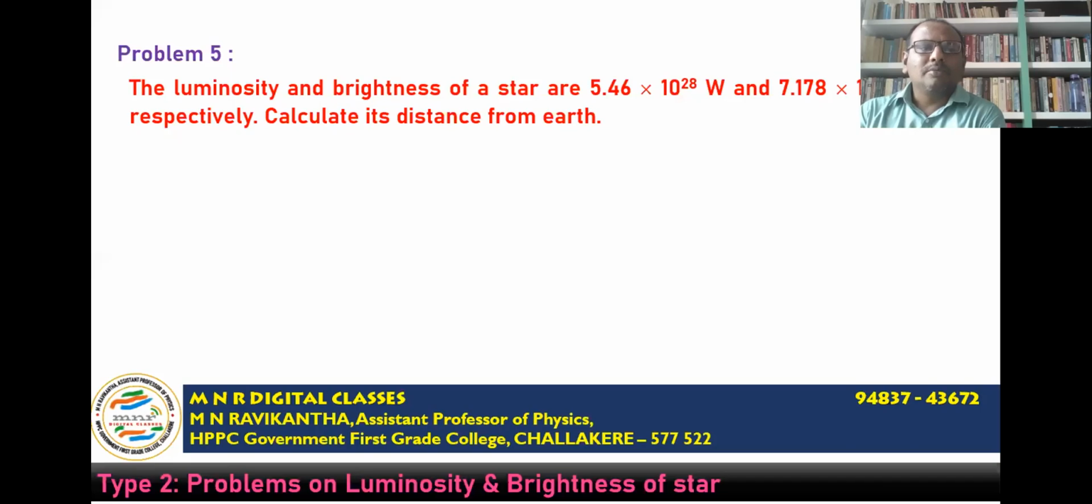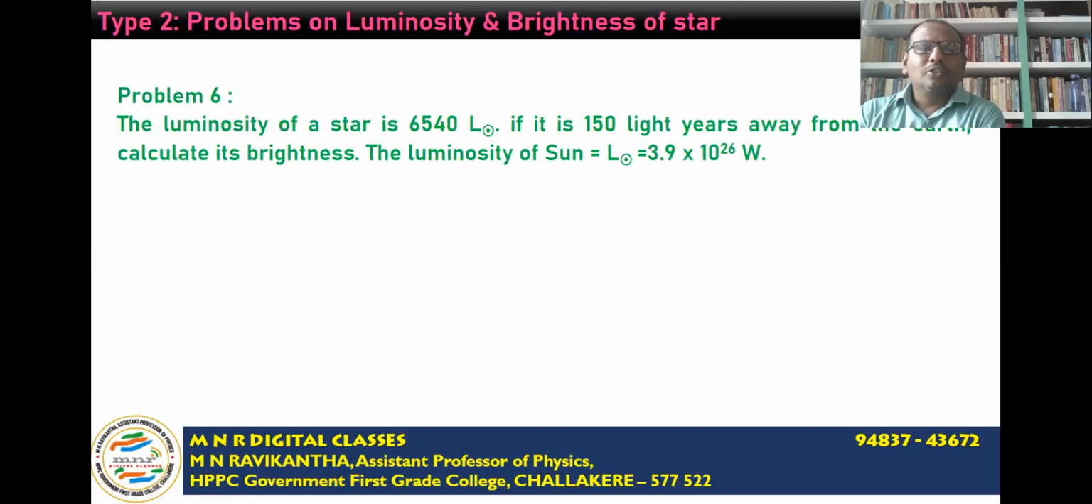The next problem is the luminosity of a star is 6,540 times the luminosity of the sun. If it is 150 light years away from the earth, calculate its brightness. Given that the luminosity of the sun is 3.9 into 10 to the power of 26 watts.